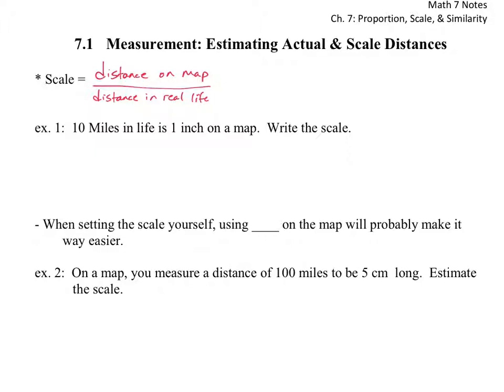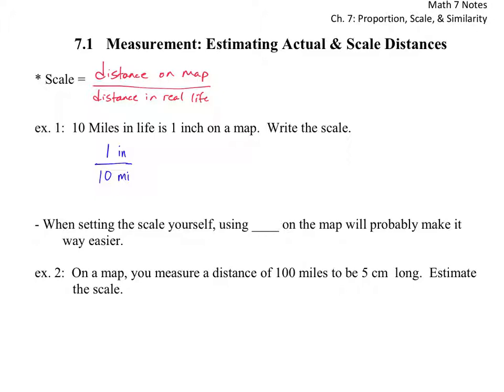So example 1 says, 10 miles in life is 1 inch on a map, write the scale. We need to first figure out, what's the distance on the map? And then we just divide that by the distance in real life. On the map we have 1 inch, so we'd have a 1 in the numerator, divided by the distance in real life, which is 10. It's tempting maybe to say it's a 1 to 10 ratio, but technically it's not. It's going to be even bigger of a change than that, because it's 1 inch on a map over 10 miles.